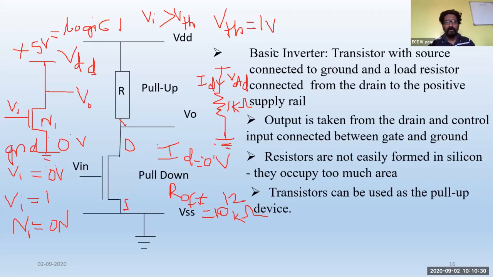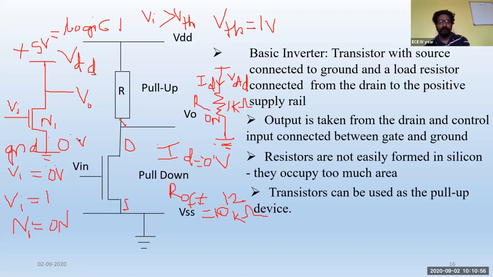Whenever it is on, the resistance will be equal to 1 kilo ohm. If it is off, the resistance is going to be 10 to the power of 12 kilo ohms. So this is regarding the working condition of your particular transistor. This N transistor is working in place of this particular circuit in the basic inverter.